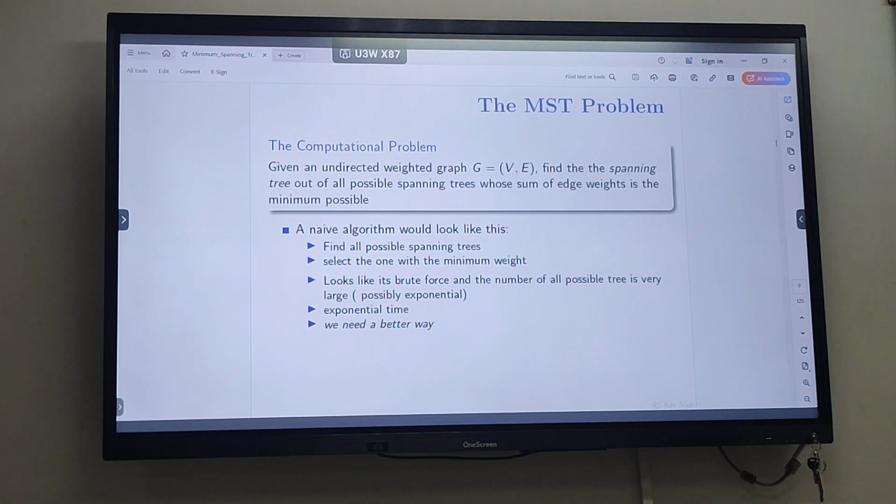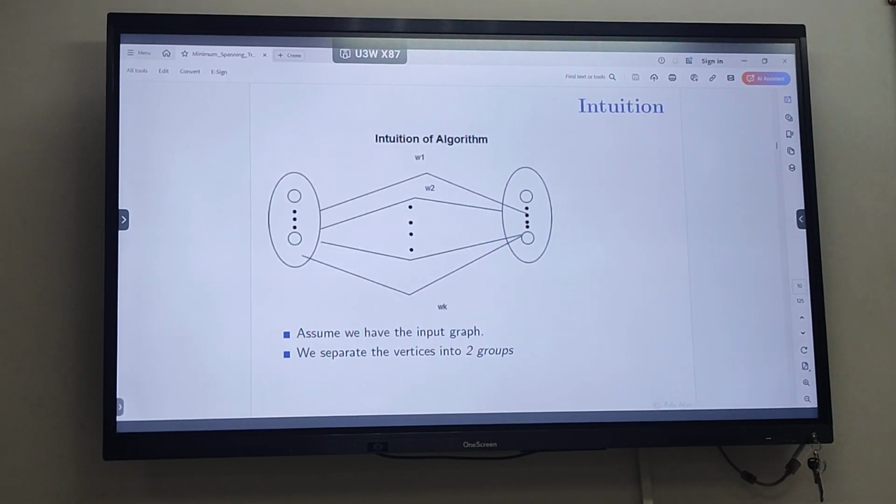So coming to the better way, every algorithm is based on some intuition by some researcher in some corner of the world. And that basic intuition is what the algorithm is built around. So the intuition behind the algorithm of minimum spanning tree is this.